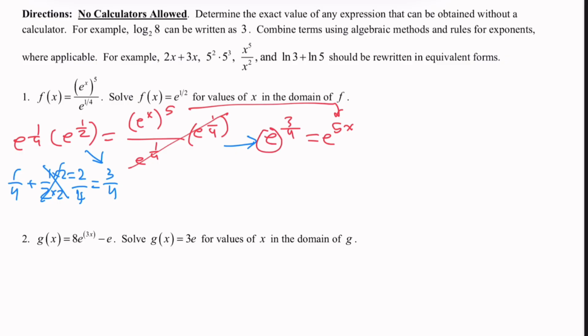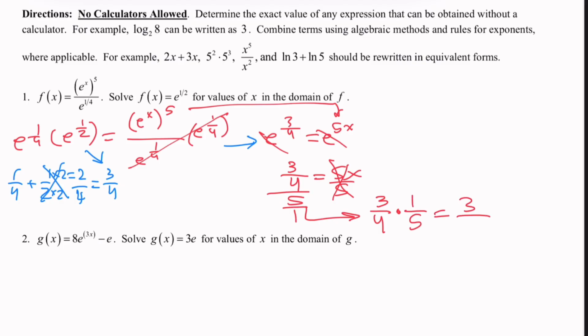But now, because we have the same base, we can just solve with these two. So take that out. So 3/4 is equal to 5x divided by 5. This right here is dividing, so we can change it to multiplication, but we need to do the reciprocal of that. So that's 1/5. That's 3/20. So looks like that's our answer.